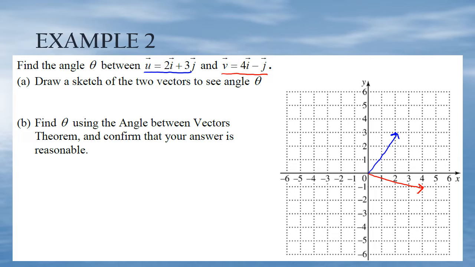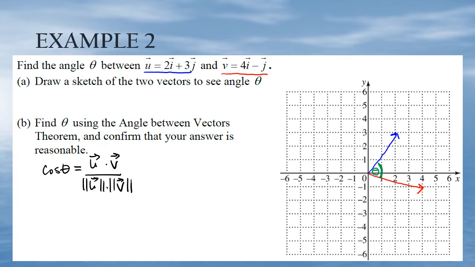And so what I'm interested in finding on part B is the angle between those two vectors. What is that space? And we're being asked to do this by the angle between vectors theorem. So let's just write that theorem again. I know we've written it a few times, but let's just go ahead and do it. It says that the cosine of theta is equal to the dot product of the two vectors divided by the product of the magnitudes.